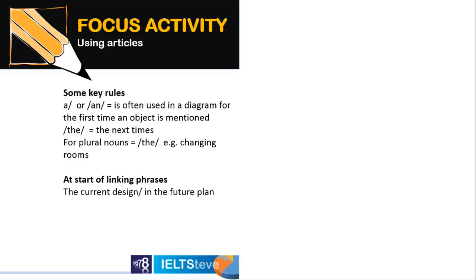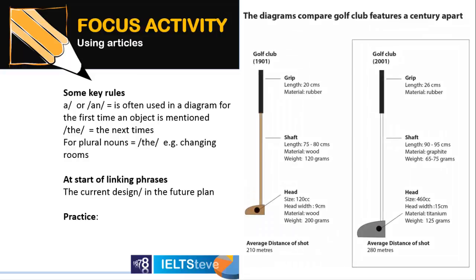And also at the start of linking phrases. So hopefully you've thought about that before. So the current design, or in the future plan. If you go back and have a look at that last page, you'll see how often they've been used as well. I would like you to have a go practicing. So here is a golf club, and the change in a golf club over time, a century apart. So what words would you use there?